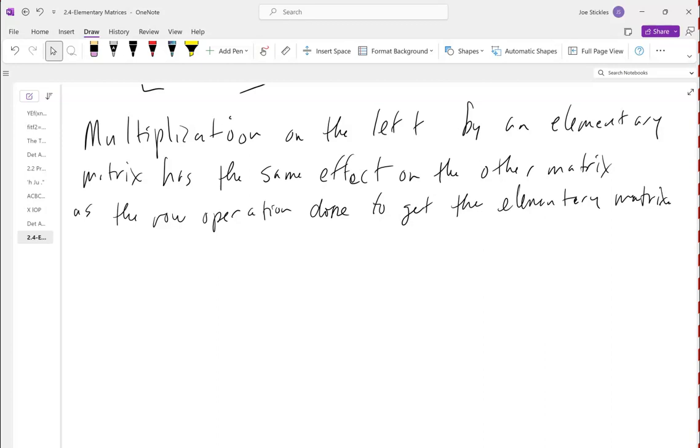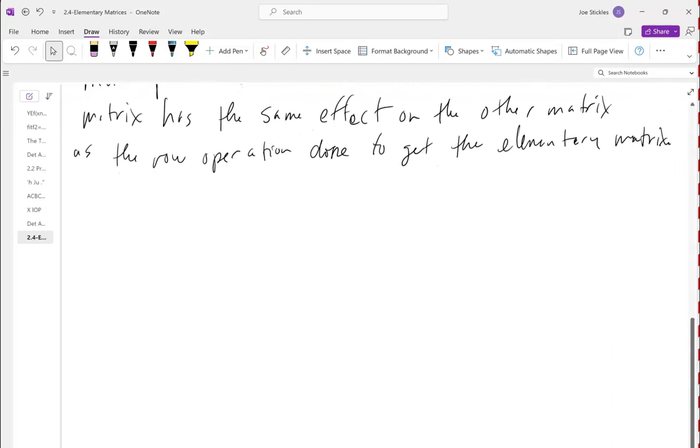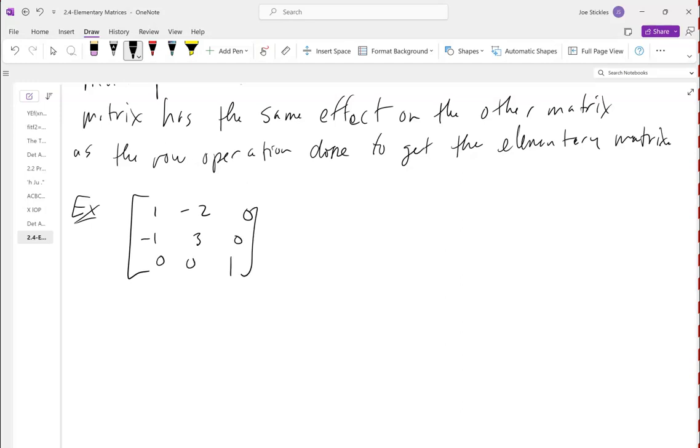So let's just say we've got the matrix 1, negative 2, 0, negative 1, 3, 0, 0, 0, 1. And we want to write, if possible, we want to write this matrix as a product of elementary matrices.